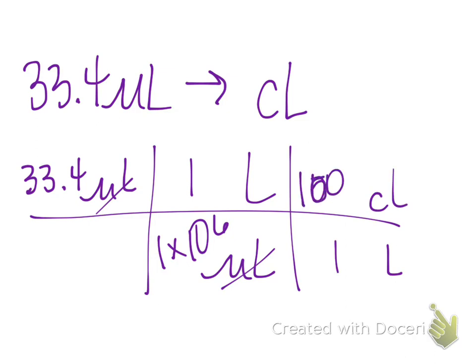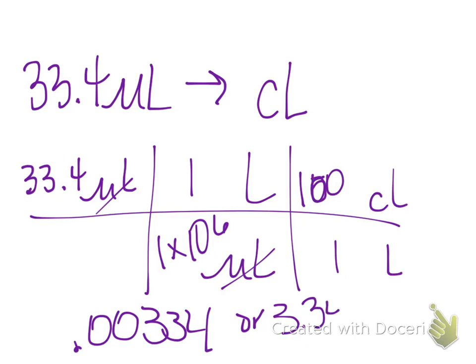There's 100 centiliters. So we're taking 33.4 times 100 divided by 1,000,000, or 1 times 10 to the 6th, and we get 0.00334, or 3.34 times 10 to the negative 3rd. Okay, questions there? Okay.